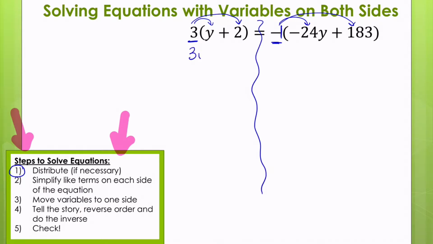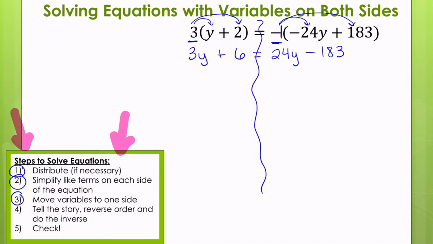Okay, so I have 3y plus 6, which equals a -1 times -24y would give me a positive 24y, and then -1 times a positive 183 would give me a negative 183. My next step, step 2, is to simplify like terms on each side of the equation. Now I'm already simplified, there's nothing that I can combine, so I'm going to move to step 3, which is to move the variables onto one side of the equation.